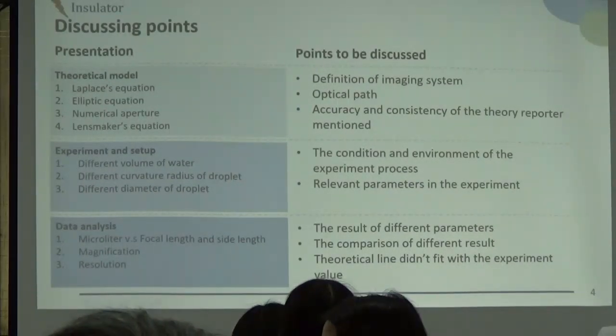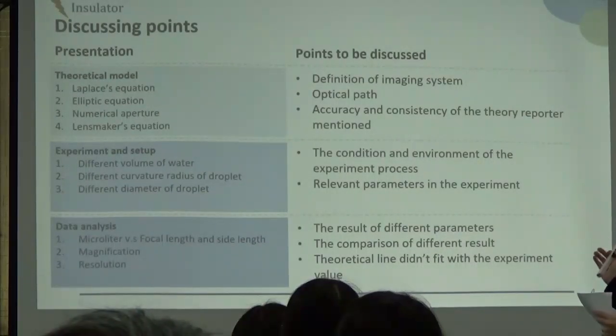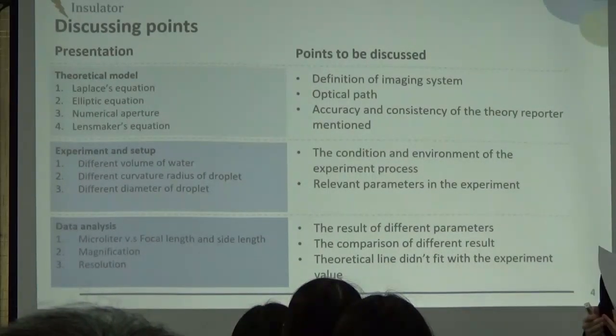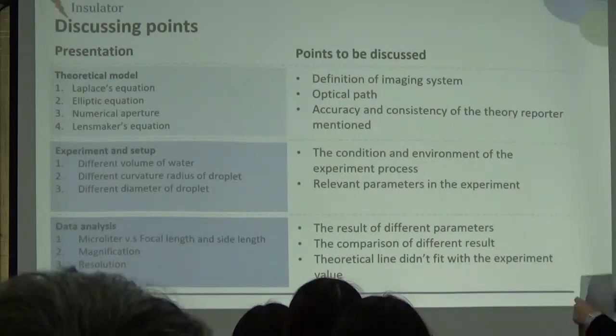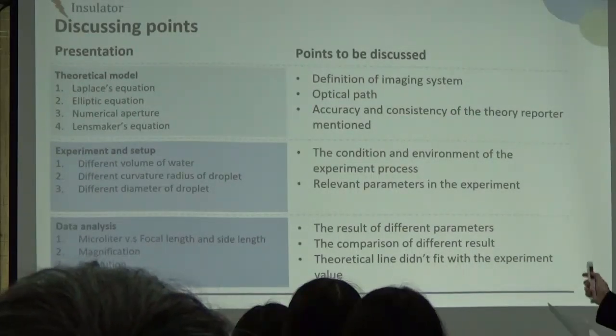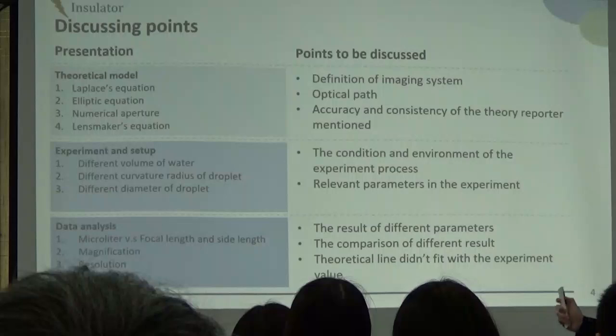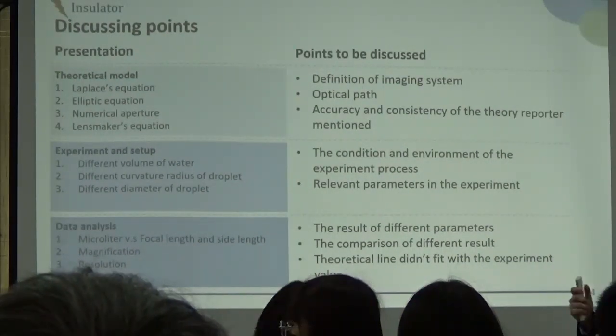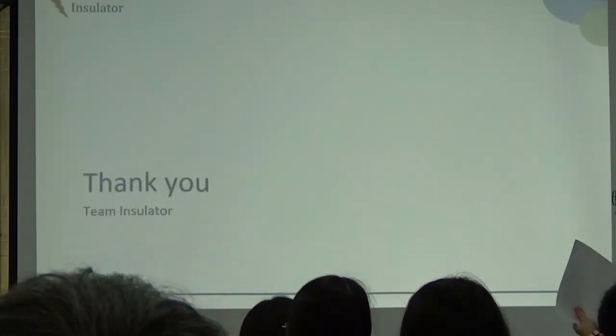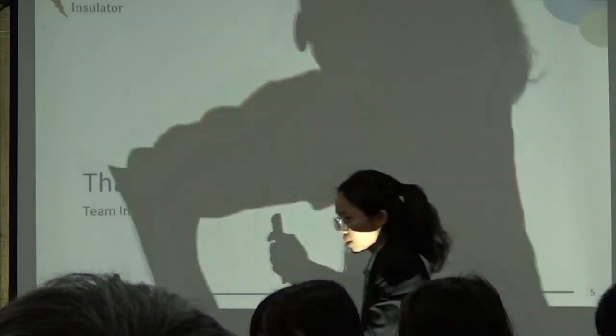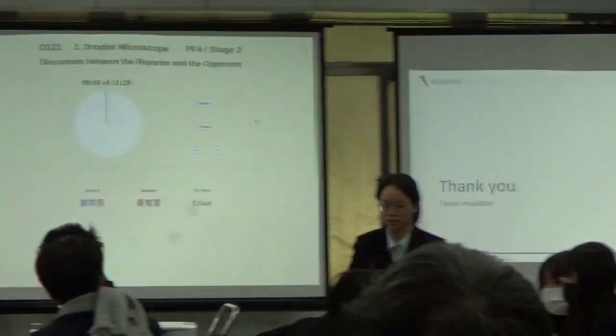And the relevant parameters in the experiments, and the results of different parameters, like the curvature radius, focal length, and diameter, and the comparison of the different results. There is no spherical line, so we can see that the spherical model fits the results. And that's all my presentation. So I want to ask some questions of this group.